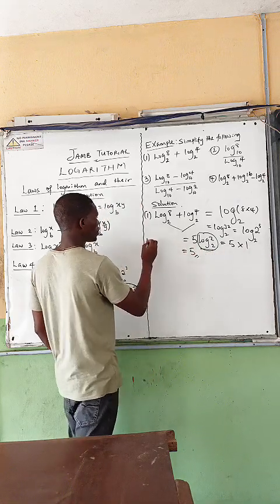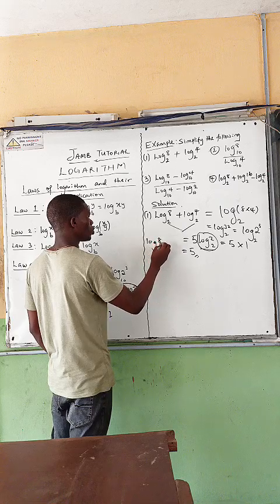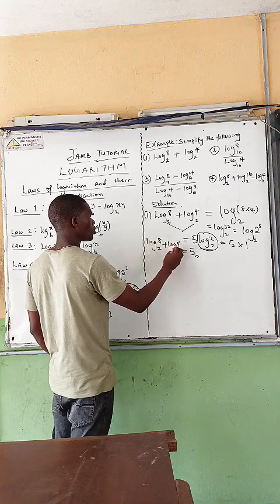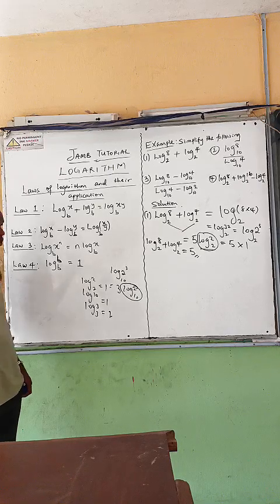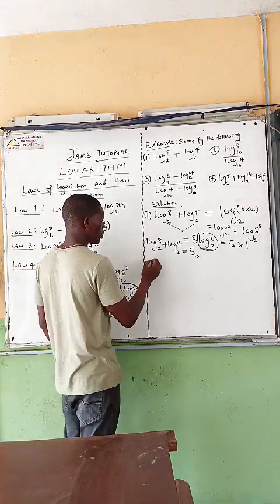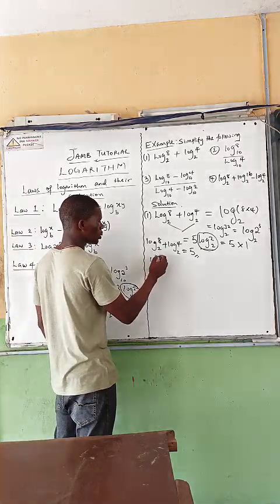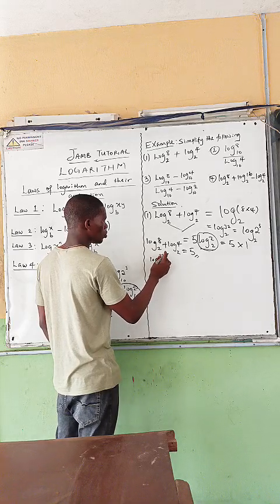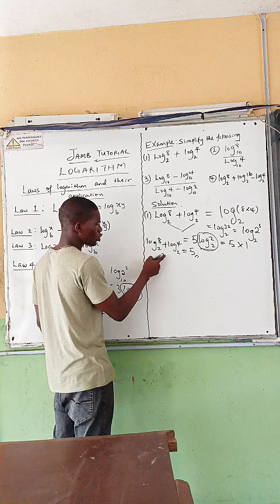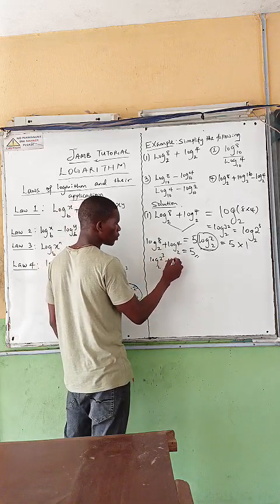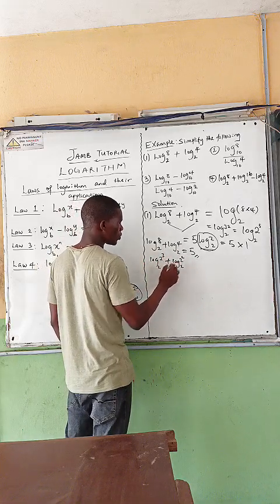So that means the logarithm of 8 to base 2 plus the logarithm of 4 to base 2 is 5. Now I quickly want to show us, before I move on, we can also do it separately like this. We can say log 8 to base 2 is 2 raised to 3, because 8 can be written as 2 raised to 3, plus 4 can also be written as 2 raised to 2, to base 2.